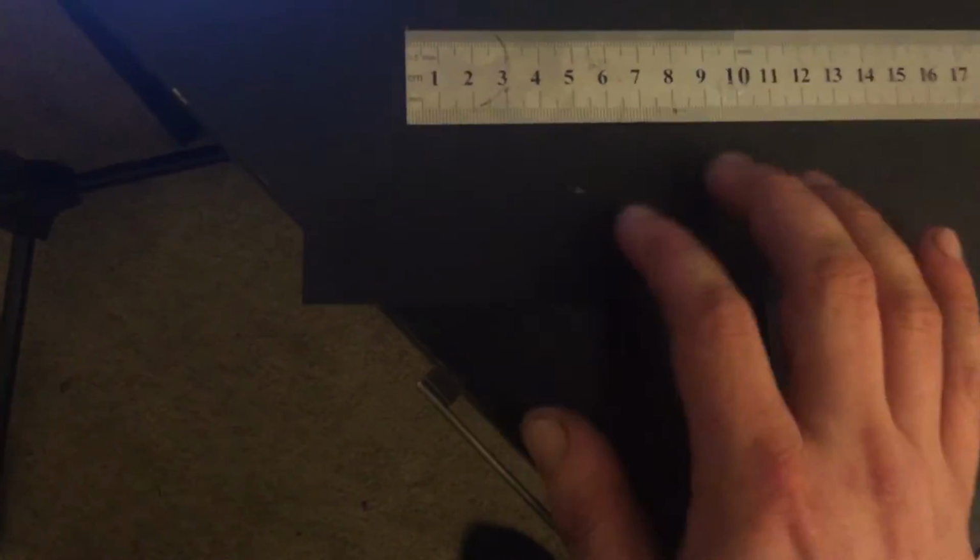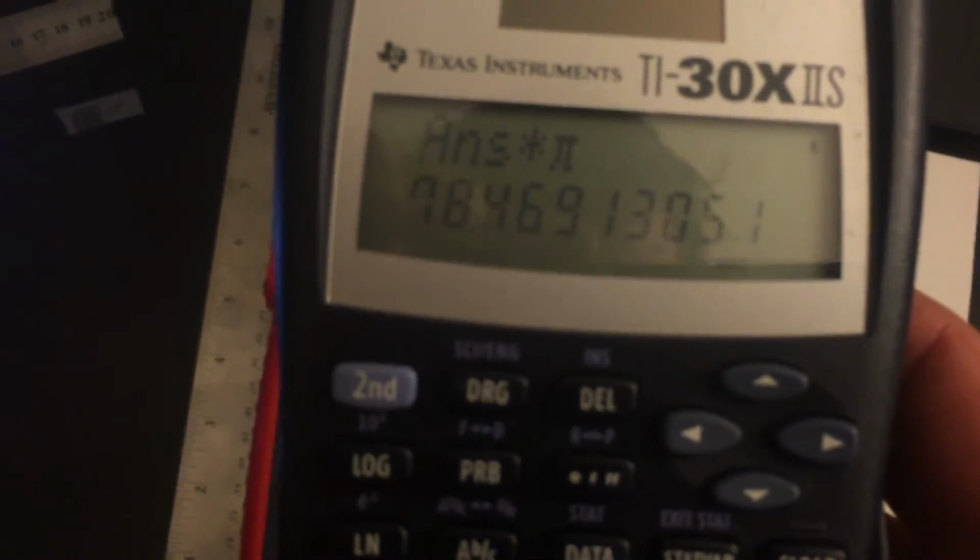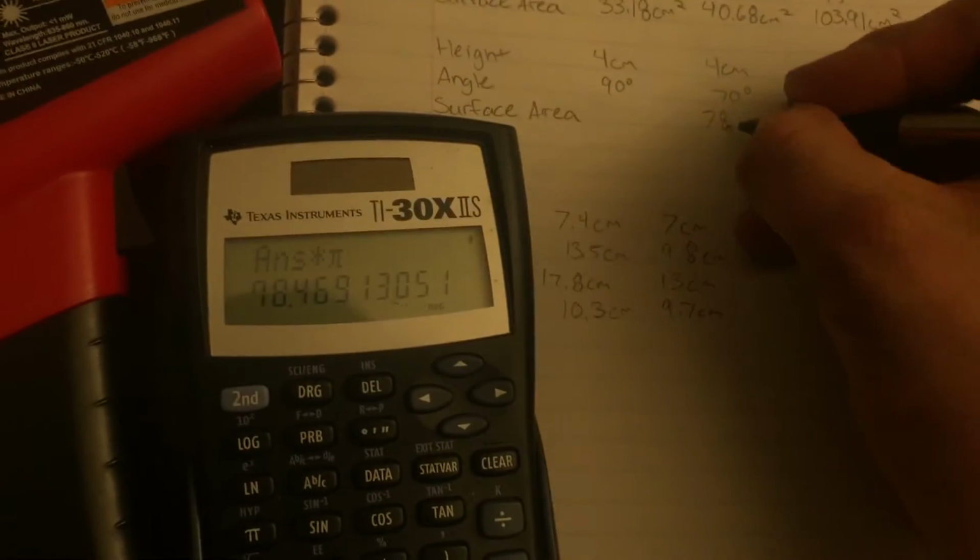Alright. Probably just gonna skip the math part where I type it in horribly into the calculator. Alright, so we're looking at about 10.3, love it, and then hopefully you can see that, maybe not, 9.7, cool, 9.7. Alright, that gives us 78.47 centimeters squared. Alright, last one, be right back.